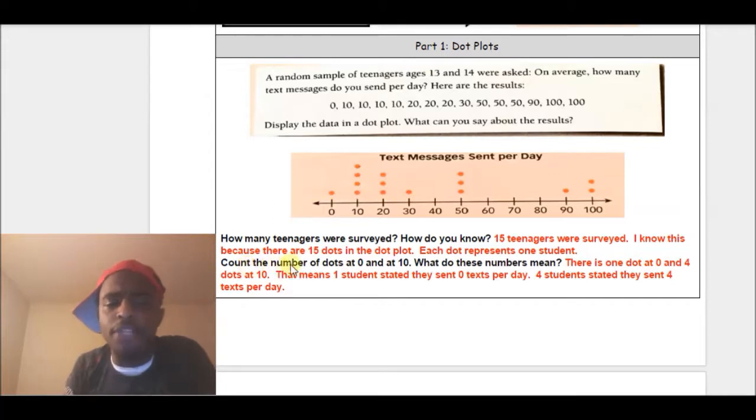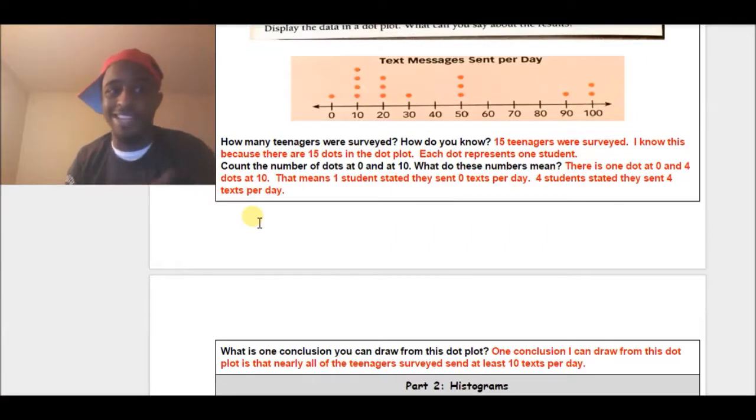The next question says, count the number of dots at 0 and at 10, and what do these numbers mean? Well, we look at 0 and 10. There are 1, 2, 3, 4, 5 dots, which means that 1 student said they sent 0, and then 4 students stated that they sent 4 text messages per day. So the way I worded that was, there's 1 dot at 0 and 4 dots at 10. That means 1 student stated they sent 0 text messages per day, and 4 students stated they sent 4 text messages per day. Boom. You like how I moved up, right?